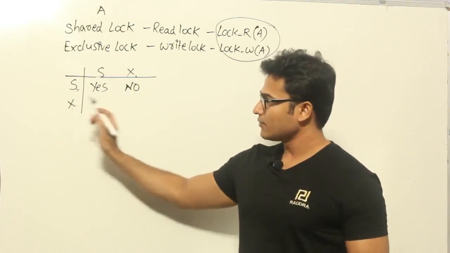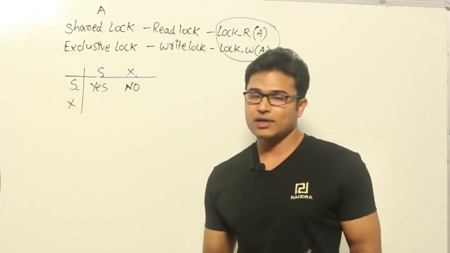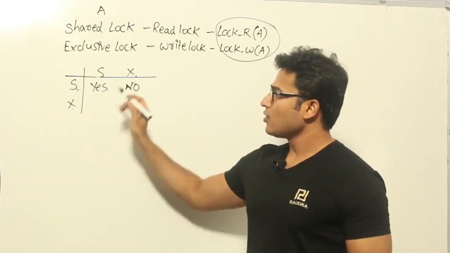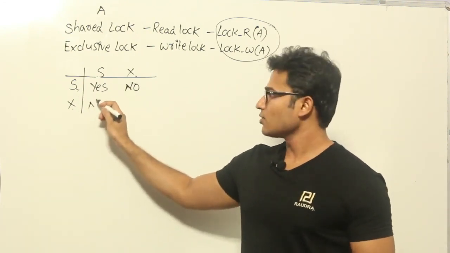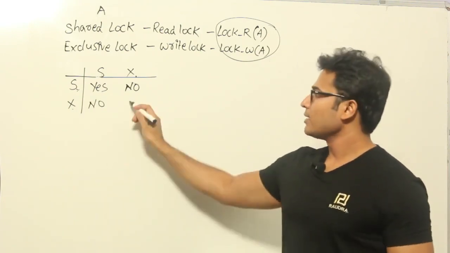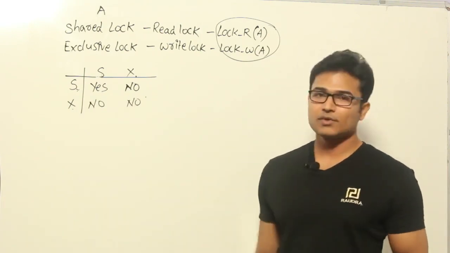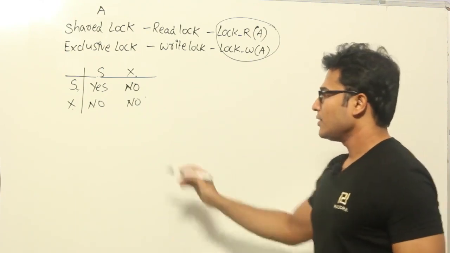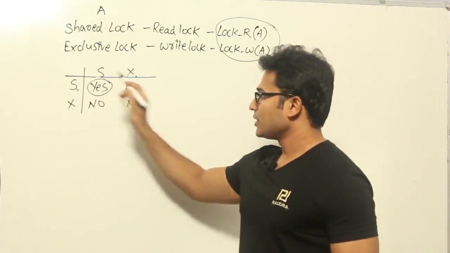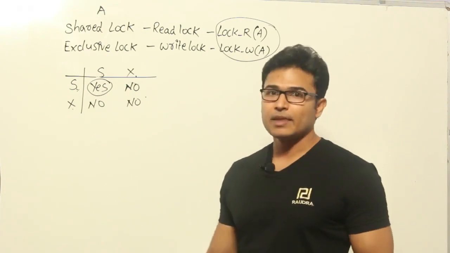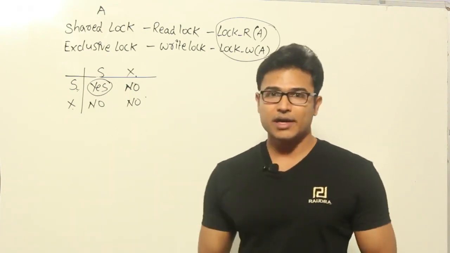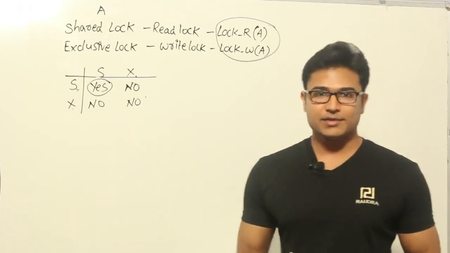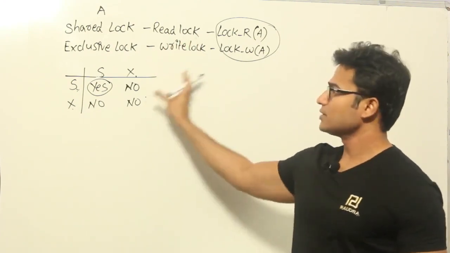That is why if a data item is already locked under exclusive mode, then locking it again under shared mode is not allowed, right? And exclusive is also not allowed. Got it? So from this table you should be able to understand that any number of transactions can read at the same time, but even if one of them is going to write, then no other transaction should access it. This is what simple locking is.